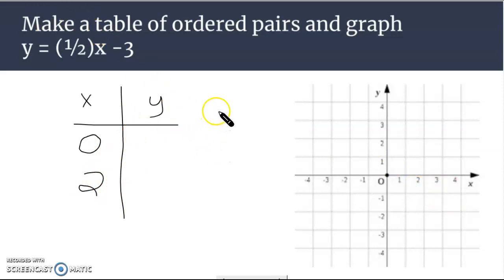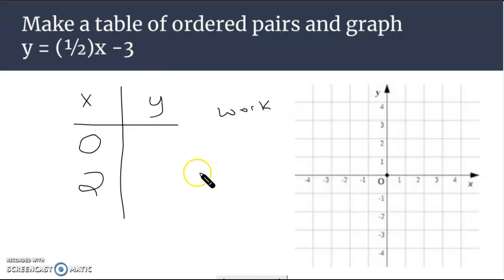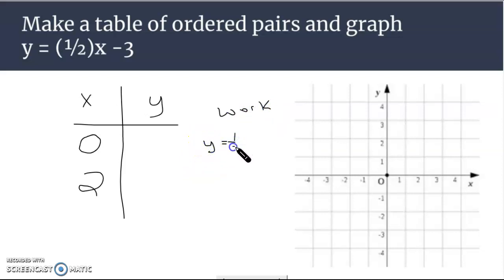Alright, I'm going to do the work off here to the side so you can see how this is going to shake out. So y will equal 1/2 multiplied times 0, and then I'm going to take away 3. 1/2 times 0 is 0. 0 minus 3 is negative 3. So here's the first point: 0, comma, negative 3. And I'm going to plot that right here in black.